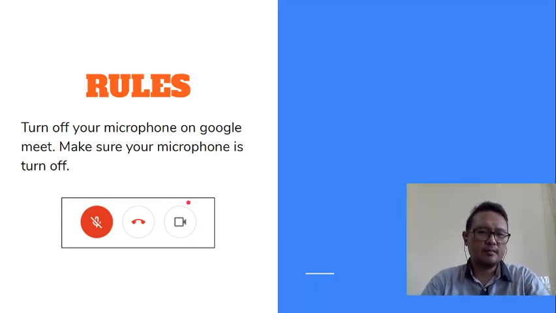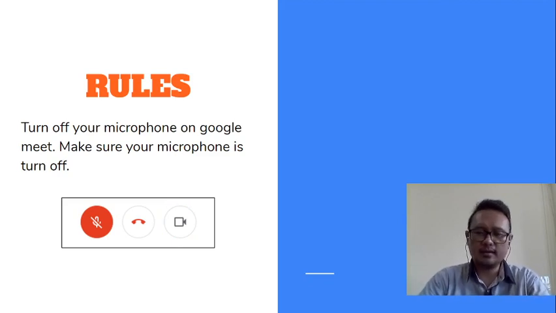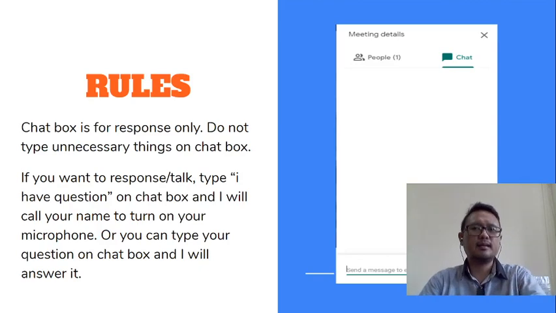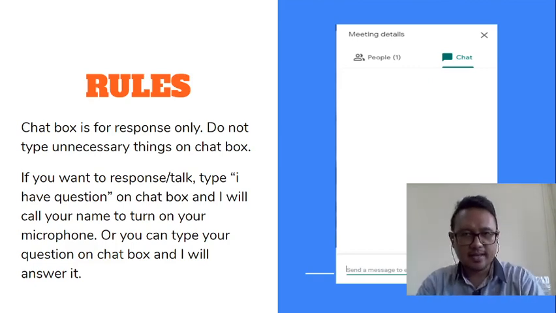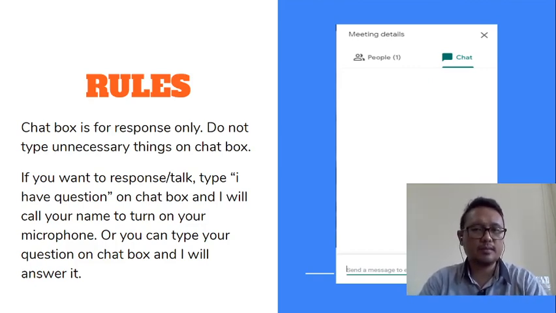Mr. Andy, what if I have something to ask or something to say? Well, let's go to the next slide. If you have a question, you can type in the chat box. You can type Y for yes, N for no, me, me. It means that you have something to ask, you have something to say. Then I will call your name, you will turn on your microphone and you will start talking. Okay?